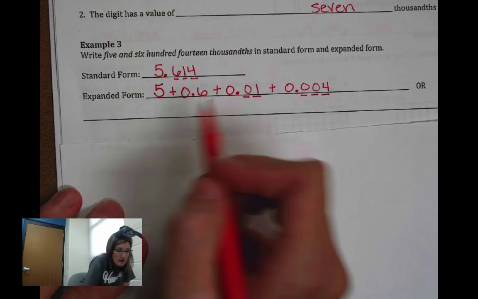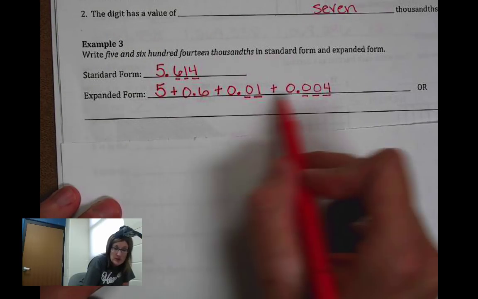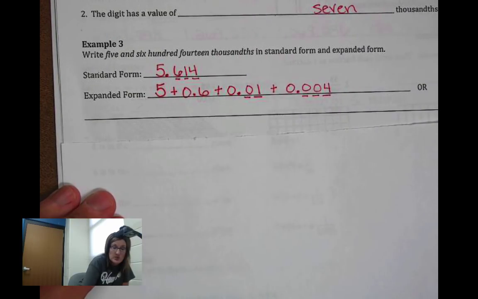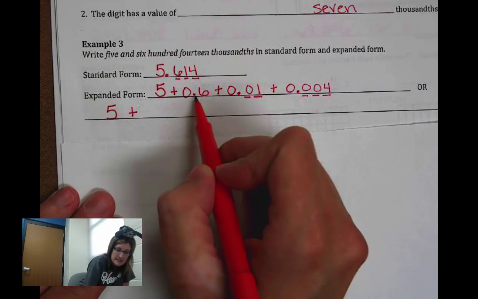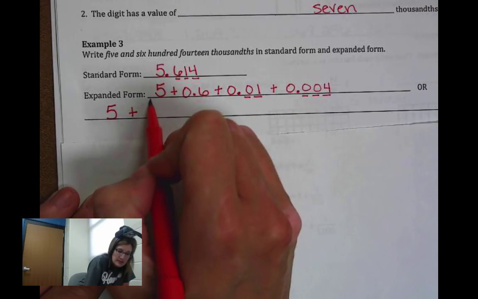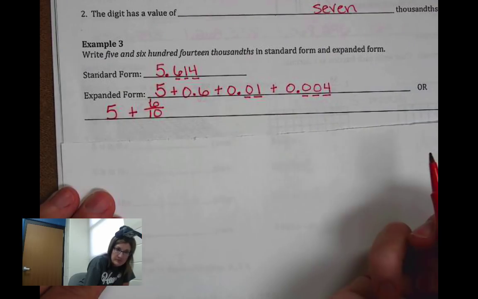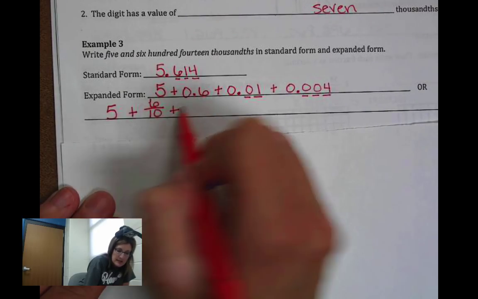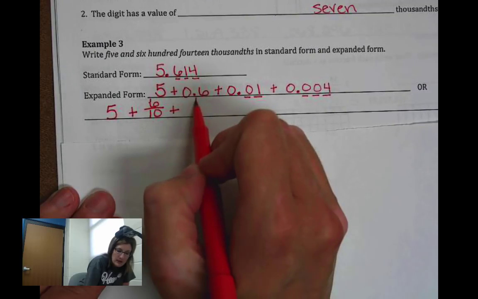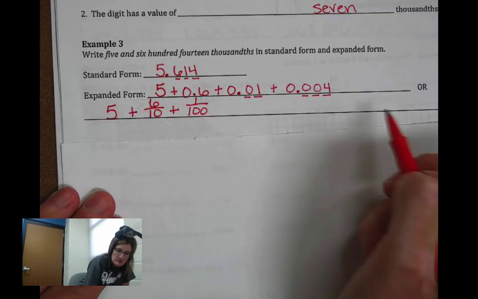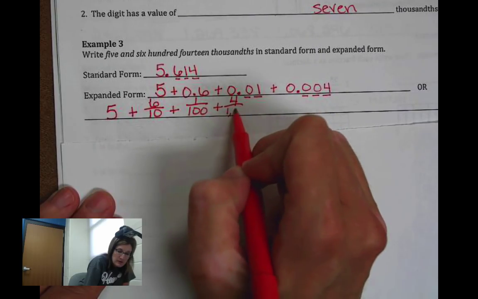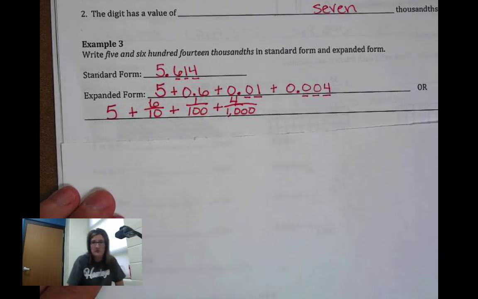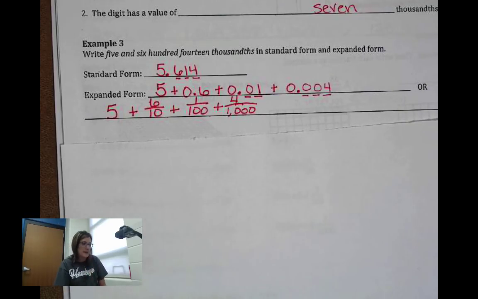Okay, another way you could write it, you might choose instead of decimal points to write it as fractions. So you could still have 5 as your whole number, and then instead of 6 tenths written this way, you might write 6 tenths as a fraction. And then instead of 1/100th written that way, you might write 1/100th as a fraction. And then same with your 4 thousandths, 4 thousandths as a fraction. So either of those ways for expanded form is just fine.